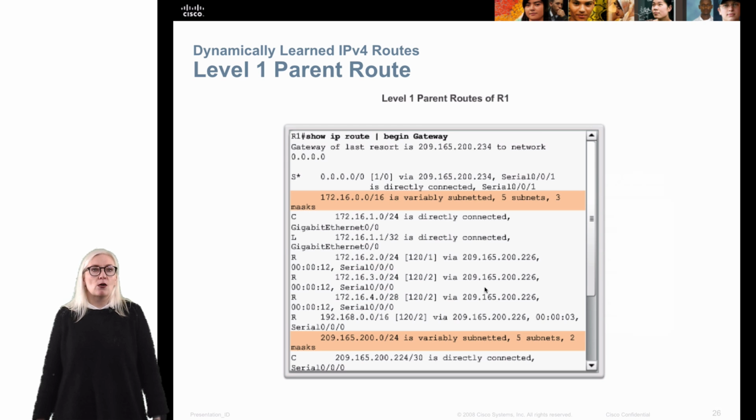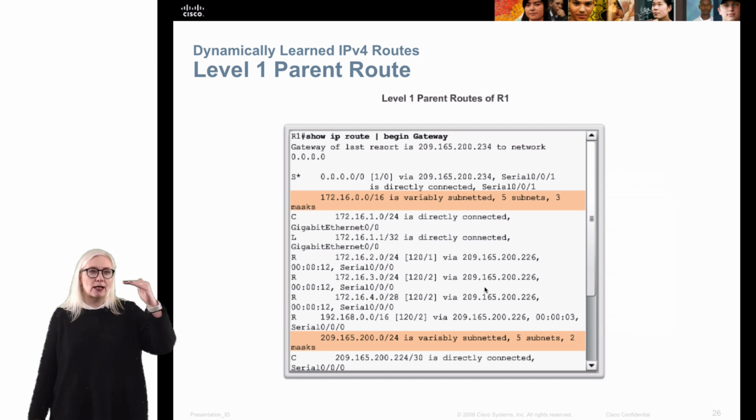Then we have something called a level 1 parent route. This can be described as some sort of headline, something that we set up or can see in our routing table if we have done some subnetting. For instance, here we have 172.16.0.0/16 variably subnetted into 5 different subnets with 3 different masks. So this is just the headline.